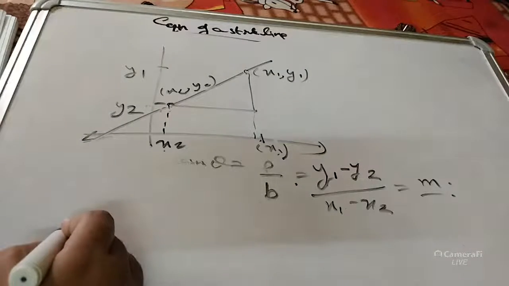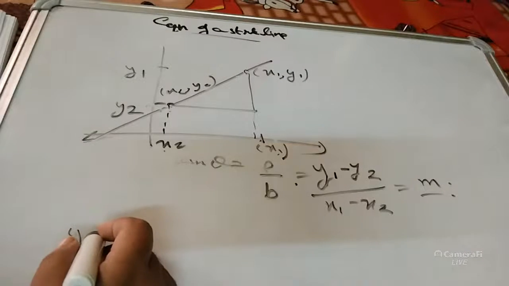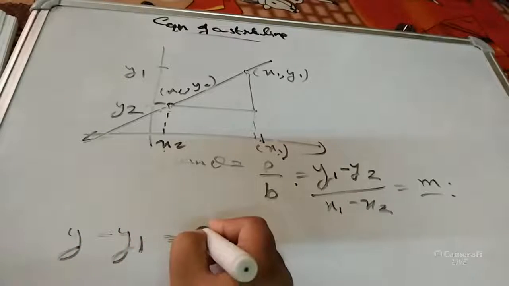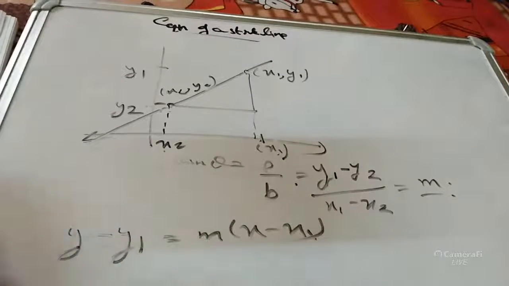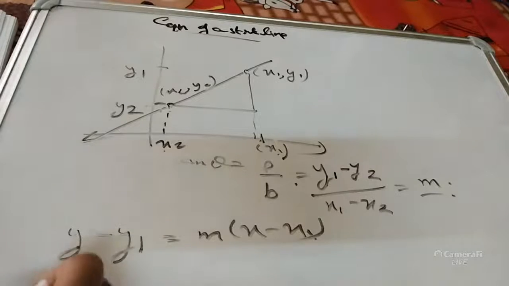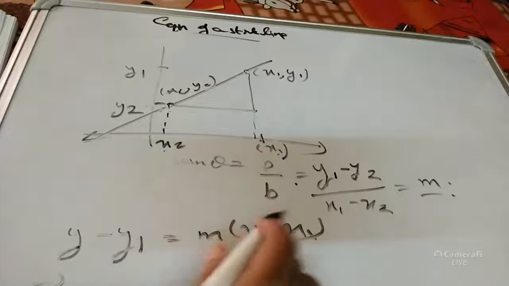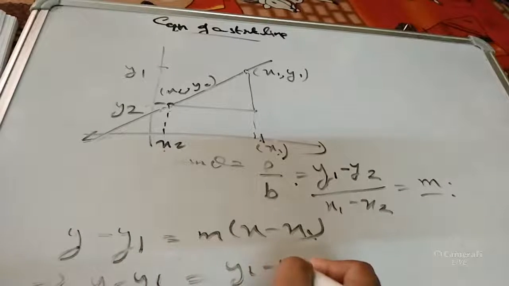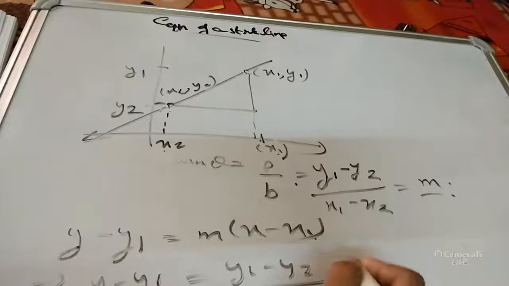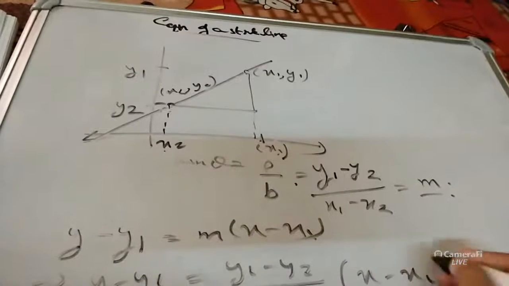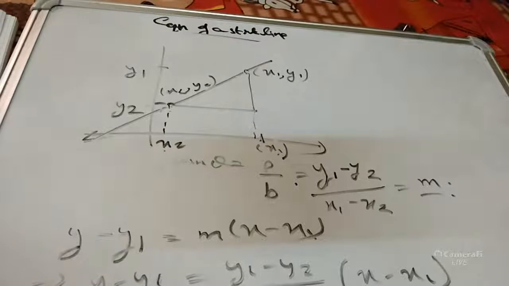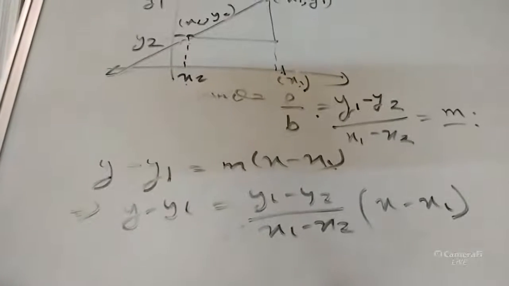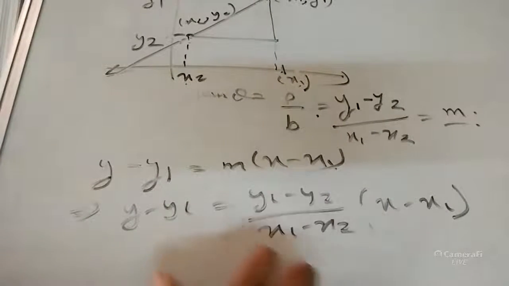Now according to point slope form, what will be our equation? It will be y minus y1 is equal to m into x minus x1. What is the value of m? We will substitute this value of m over here. Y minus y1 is equal to y1 minus y2 divided by x1 minus x2 into x minus x1. This is the 2-point form of the equation of a straight line, where the slope is according to 2-point form.